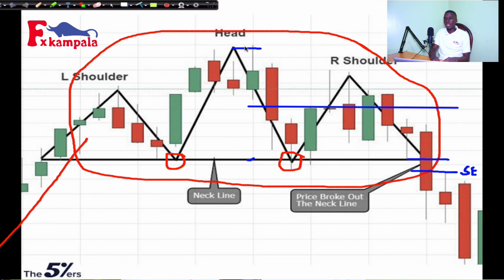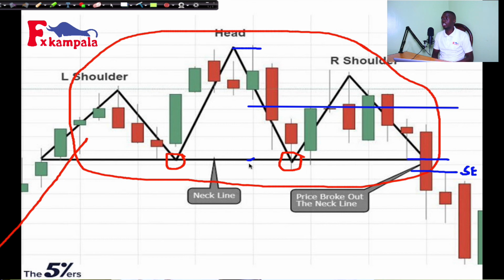In other words, we expect the market to move down the same distance as from here to here. So this distance, if it was 10 in our case, remember our stop loss was at 5 pips, and then our take profit is going to be at 10. So basically, that's some of the few things that we should know about the head and shoulder.